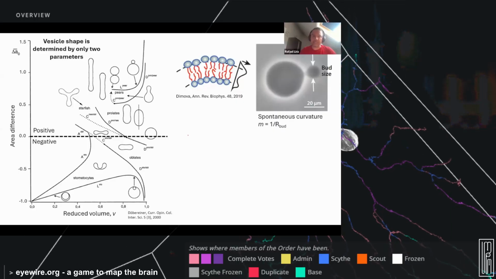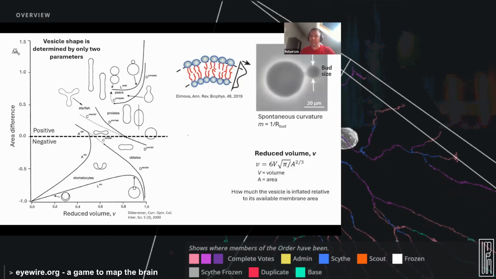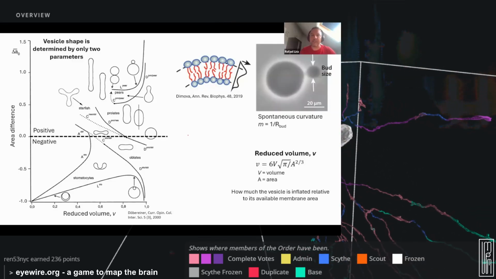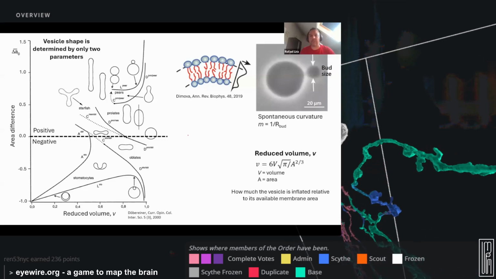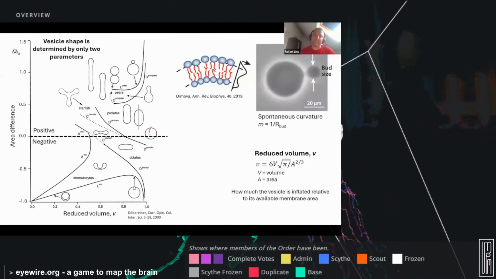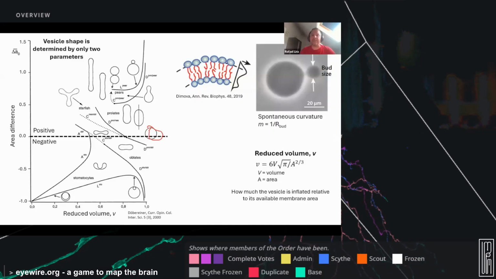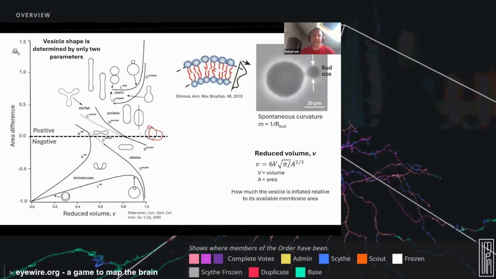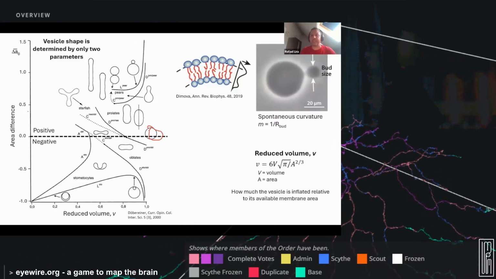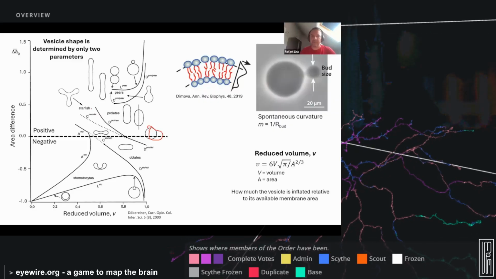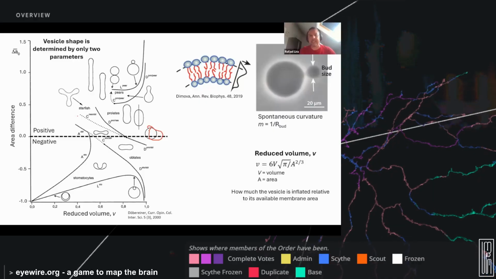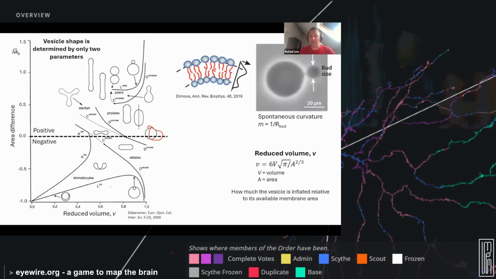And the second parameter is the reduced volume, which is fundamentally how inflated the vesicle is. If you think of a GUV as a balloon, it's how inflated or deflated it is. So if the vesicle is inflated, it's always a sphere, regardless of the spontaneous curvature. But if you increase or decrease the area difference or the spontaneous curvature, then you attain different shapes. If the spontaneous curvature is positive, then the vesicle will bud outwards, and likewise if negative, it will bud inwards.